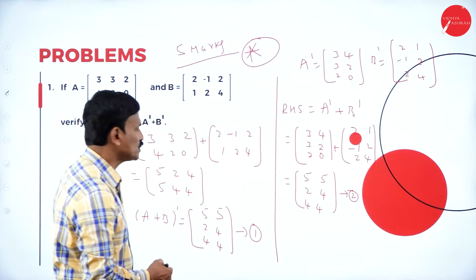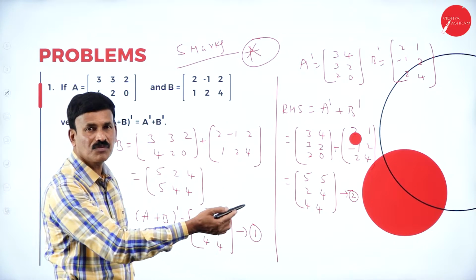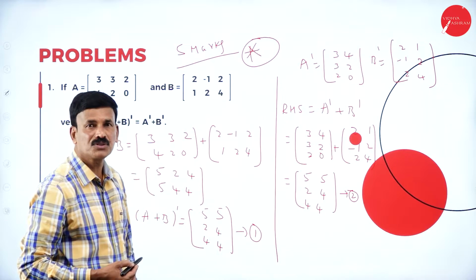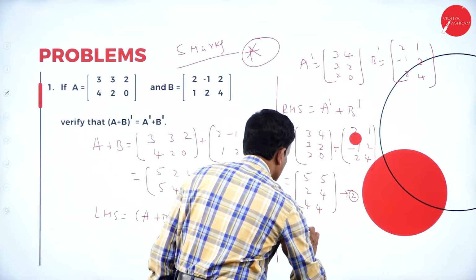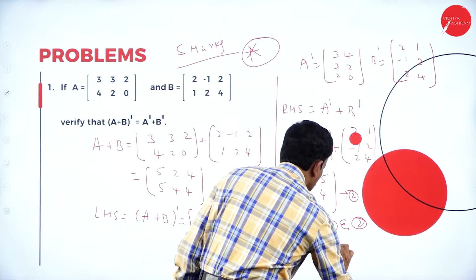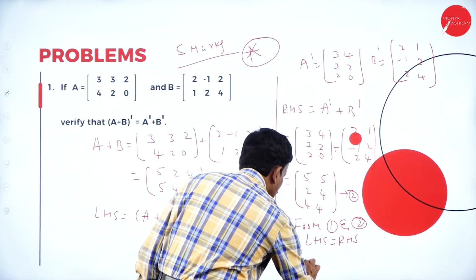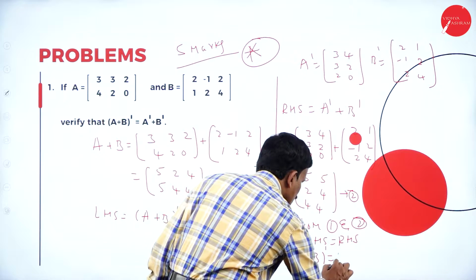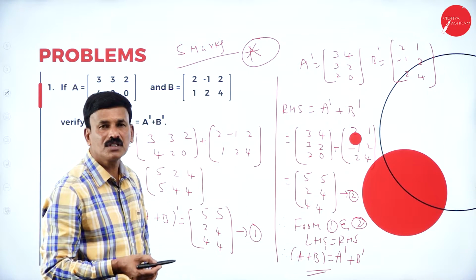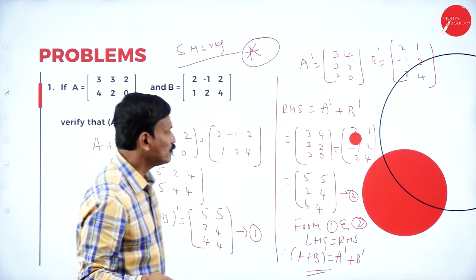See, what do you say from equation number 1 and 2? Equation 1 contains in the first row 5 and 5. Equation 2 also contains first row 5 and 5. Second row 2, 4, 4. So from 1 and 2, LHS is equal to RHS. That means A plus B whole dash is equal to A dash plus B dash. Very important. If you do this much, definitely you will get 5 marks.